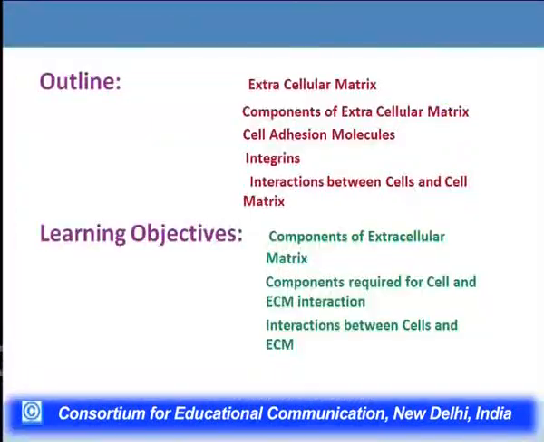So my lecture will basically be covering the extracellular matrix, the various components which make up the extracellular matrix, and different types of interaction between the cells and the extracellular matrix. The objective would be to know what exactly constitutes the extracellular matrix in any organism, and what type of interaction exists between the cells and their environment, so that a cell is held in its place by the matrix.